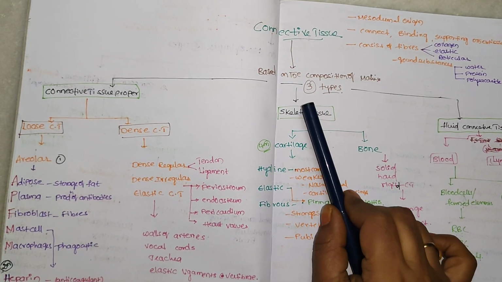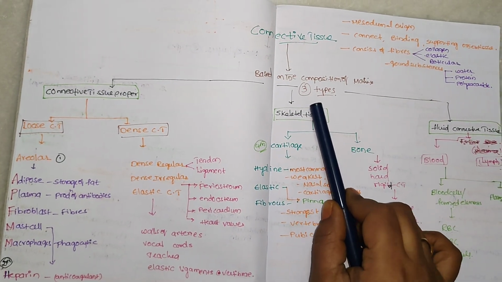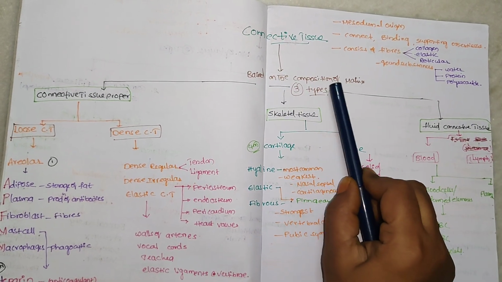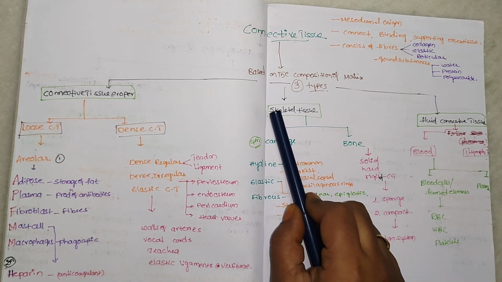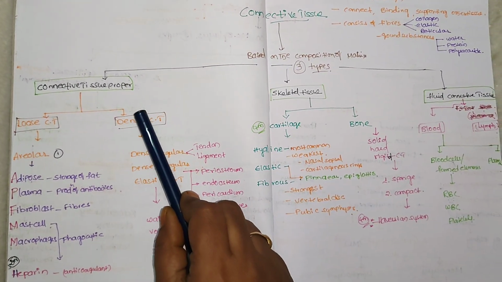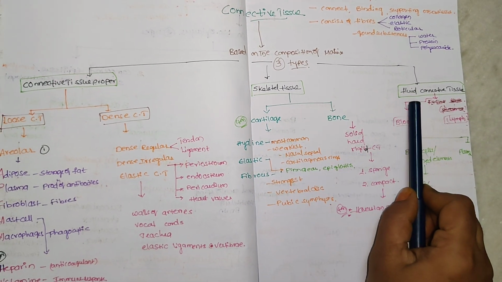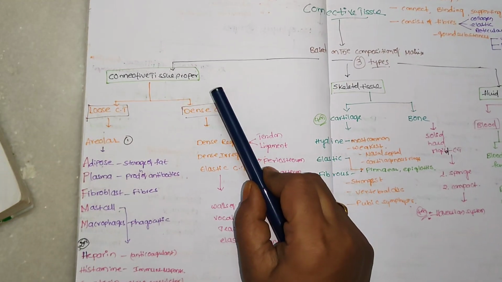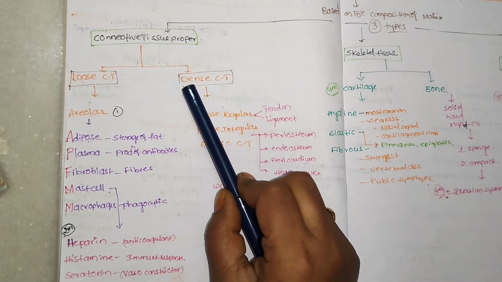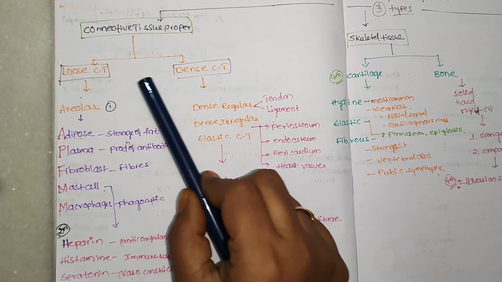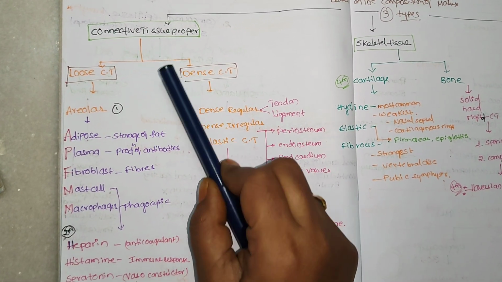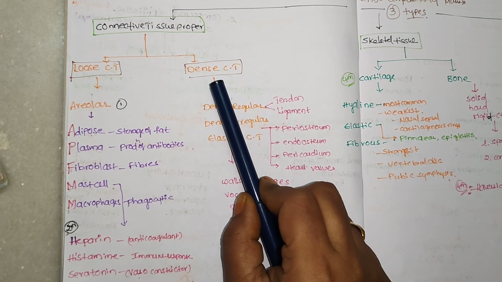So here, based on the composition of the matrix, already we know the extracellular matrix. Based on the composition of the matrix, connective tissue is divided into three main types: connective tissue proper, skeletal tissue, and fluid connective tissue. In connective tissue proper, we have loose connective tissue and dense connective tissue. It is based on the composition and the arrangement. This connective tissue proper is divided into loose and dense.